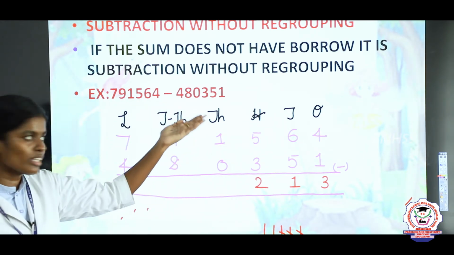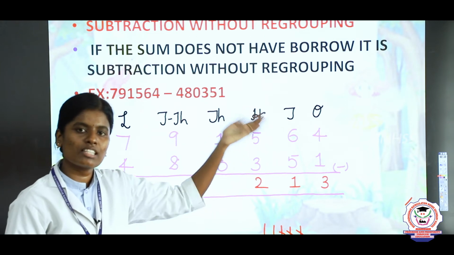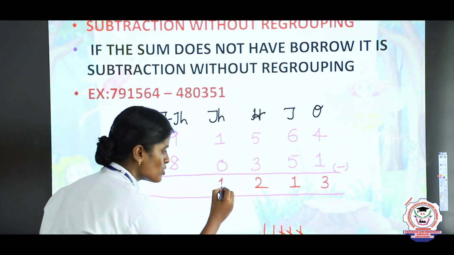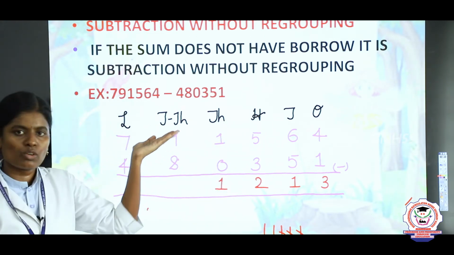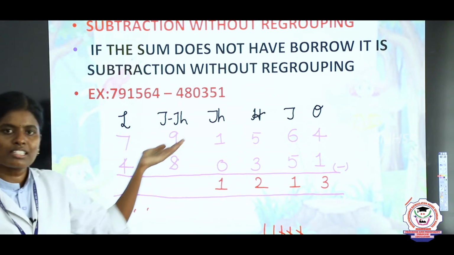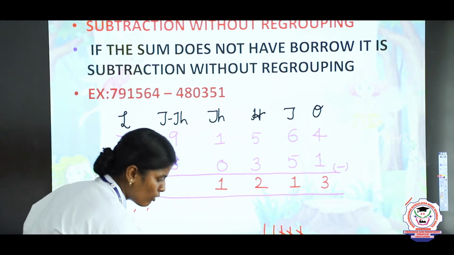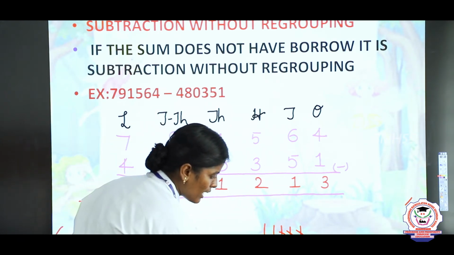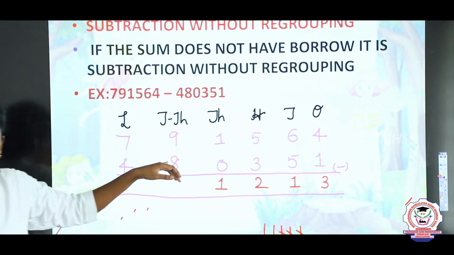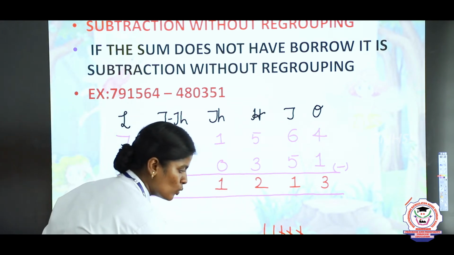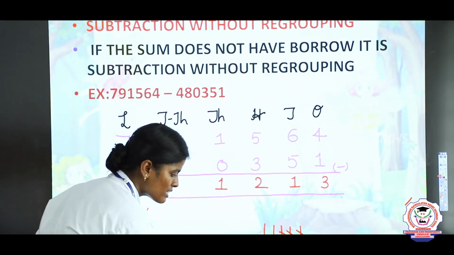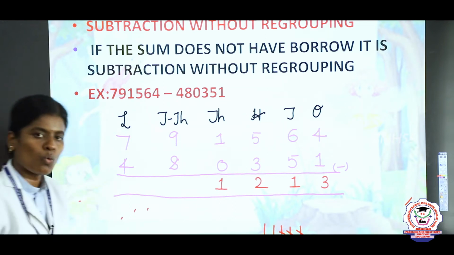Next one is 1000 minus 0,000. You are getting the same answer. So here the answer is 1. Next you will take the 10,000 place. 9 10,000 minus 8 10,000. So take 9 lines. 1, 2, 3, 4, 5, 6, 7, 8, 9. Now we are going to subtract 8 lines. 1, 2, 3, 4, 5, 6, 7, 8. So the answer is 1.